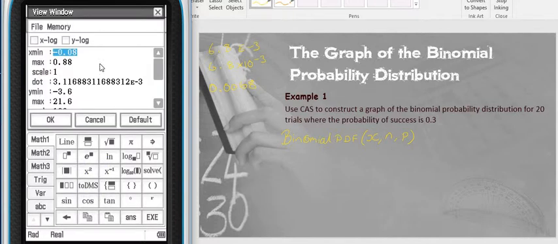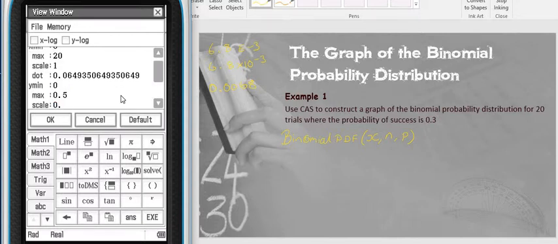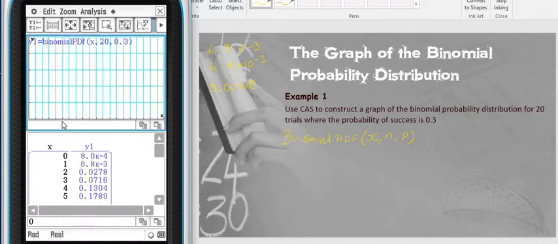Here's our y values here. We're wanting to go from 0 to 20 for our x values, with a scale of 1 going up by 1s. Our y values from 0 to, what was our top table value? So I'm going to go with 0.5 and increase by 0.1. So we've now got a lovely binomial probability distribution.